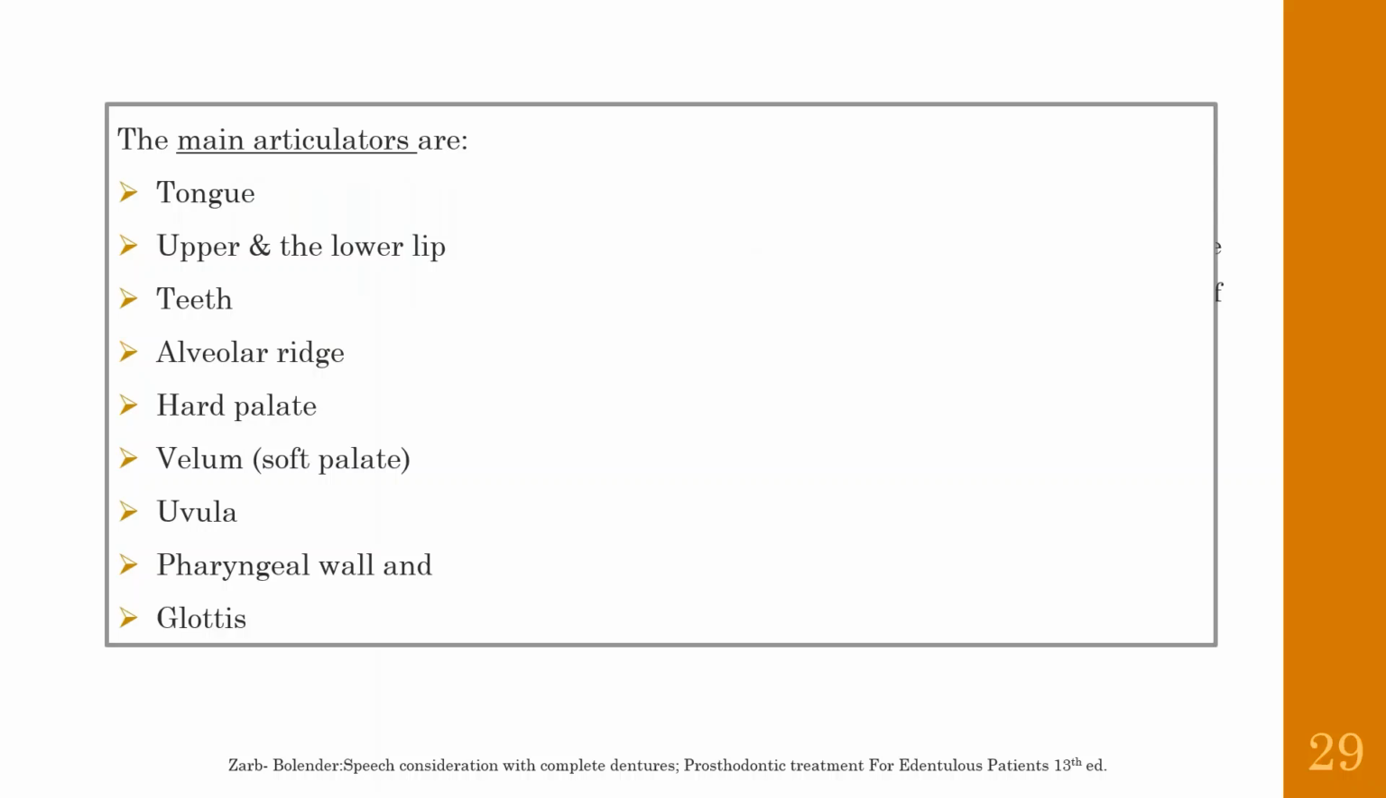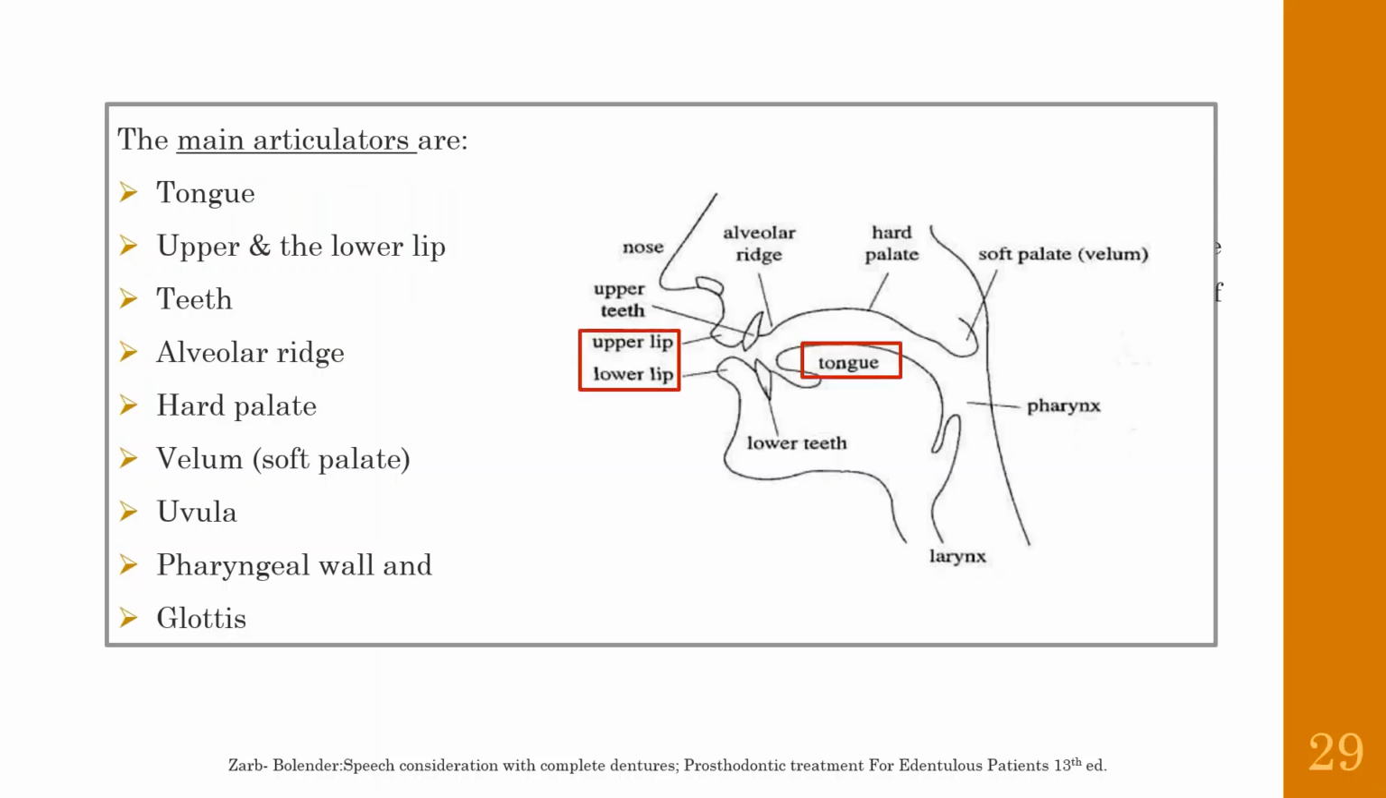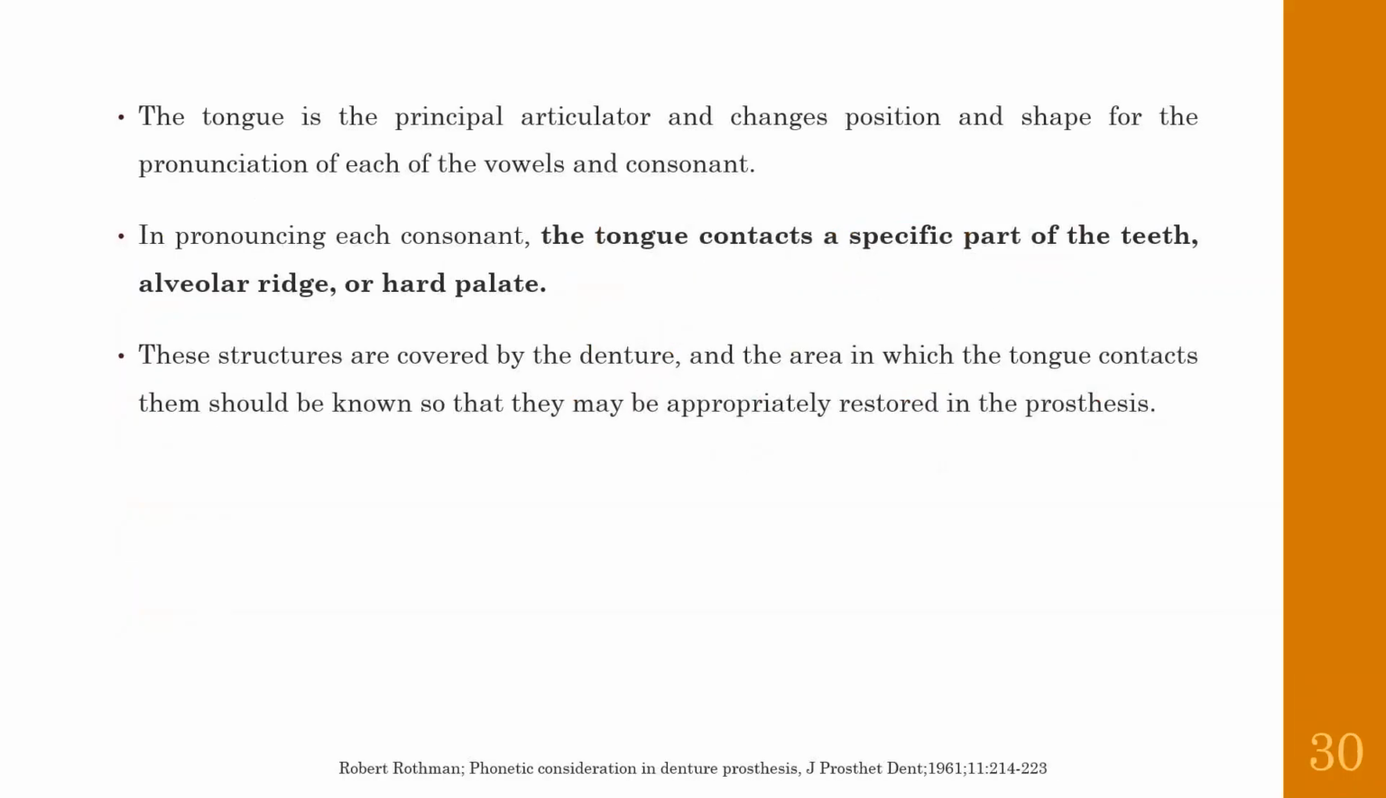The main articulators are the tongue, the upper and lower lip, teeth, alveolar ridge, hard palate, velum or the soft palate, uvula, pharyngeal wall, and glottis. The tongue is the principal articulator and changes position and shape for the pronunciation of each of the vowels and consonants. In pronouncing each consonant, the tongue contacts a specific part of the teeth, alveolar ridge, or hard palate. A working knowledge of this information enables the dentist to fabricate a denture with which speech is clearer.